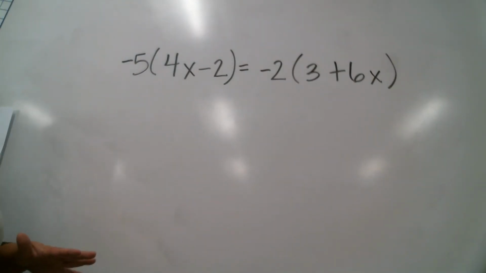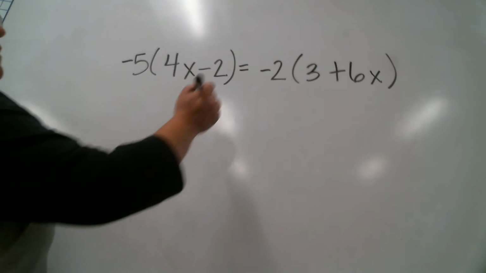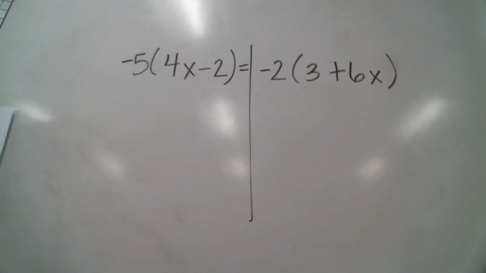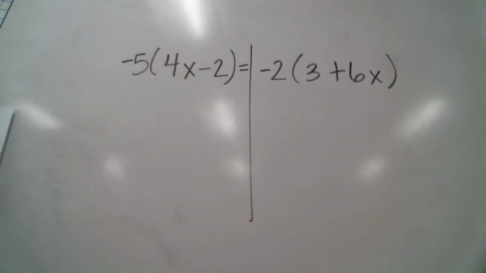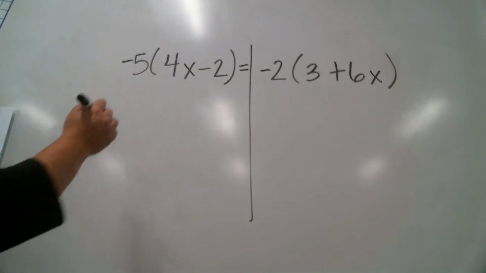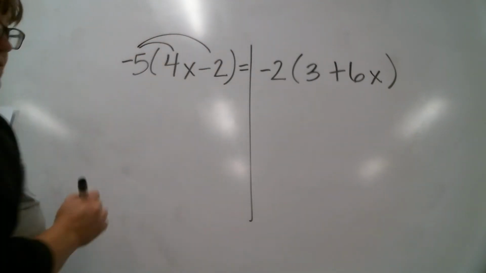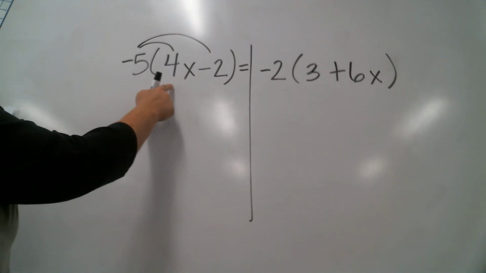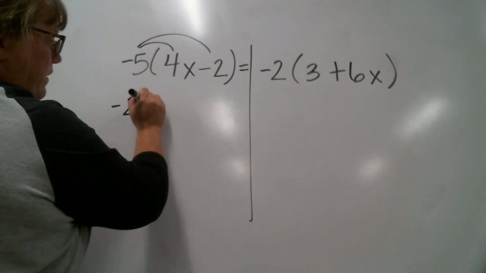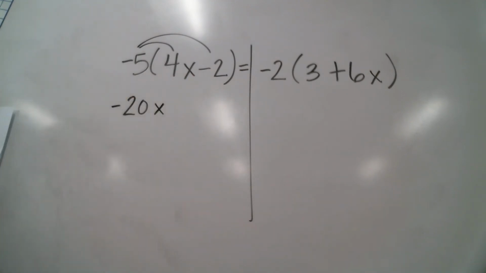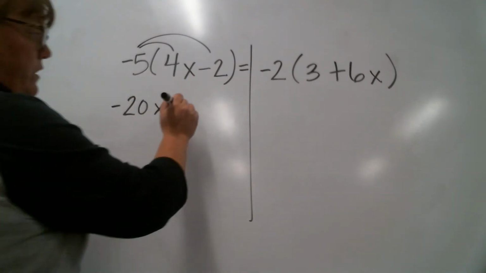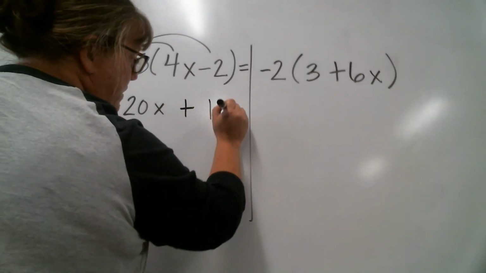Okay, go ahead and copy down this one. We'll draw a line down the equal sign so we can see both sides. And it looks like there's distributive property to take care of on both sides. Okay, so I'm going to do that all at once. And I'm going to distribute the negative 5 to both of these. So negative 5 times 4x is negative 20x. And then negative 5 times negative 2. Negative times negative is positive, so I'm going to use a plus sign. And that's 10, so plus 10.